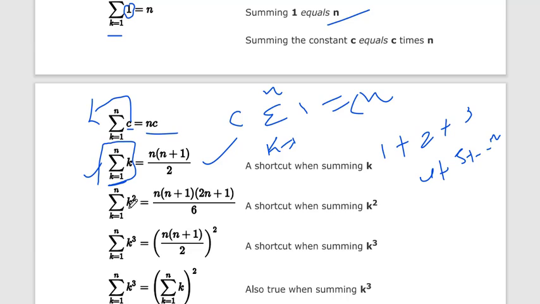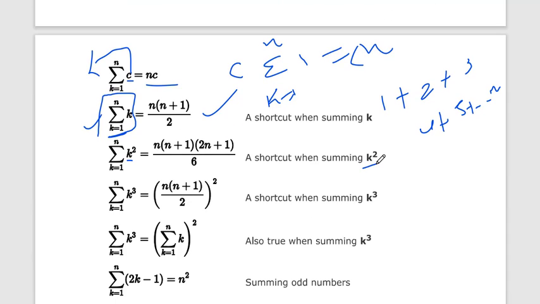Here, if it is a summation of all the square values, we all know the formula for the summation of square values. It is n into n plus 1 into 2n plus 1 divided by 6. Also there is a formula for the summation of all the cube numbers, natural numbers 1 to n cubed. It will be n into n plus 1 divided by 2, whole square.